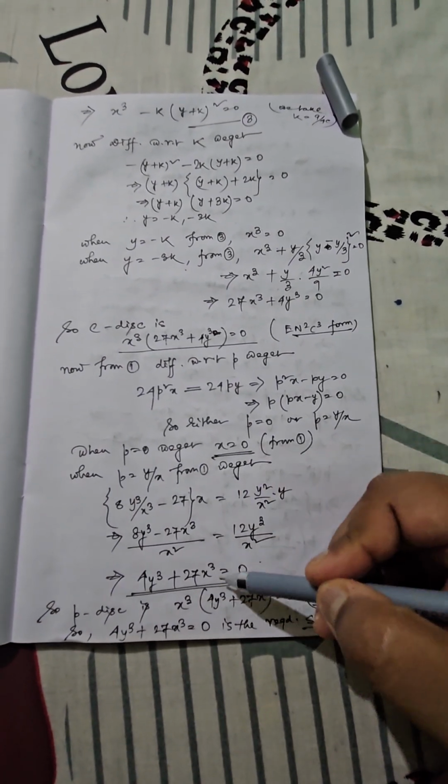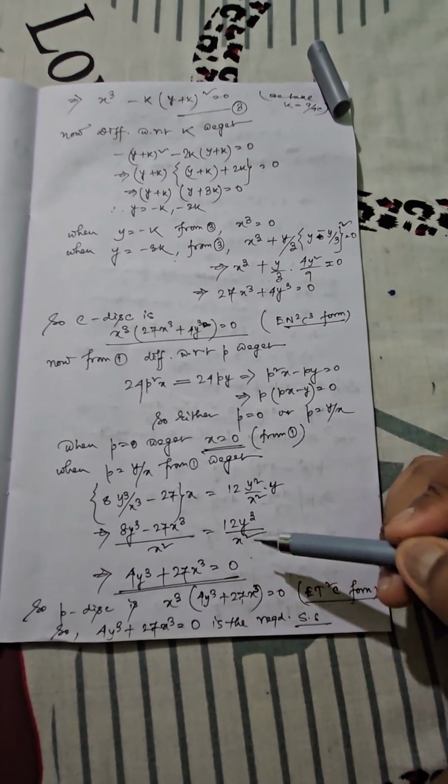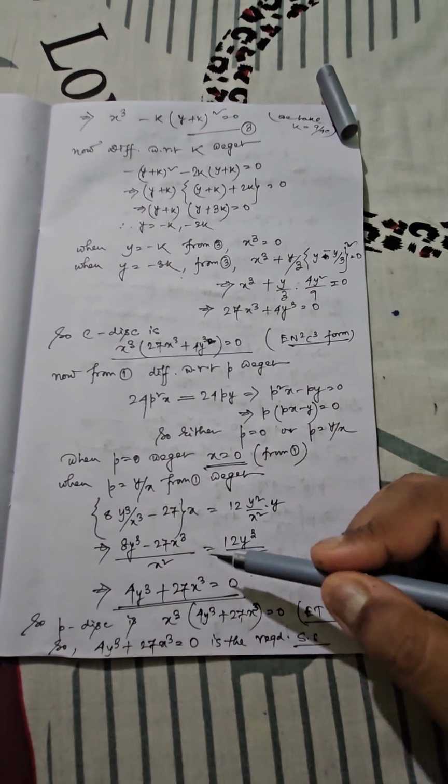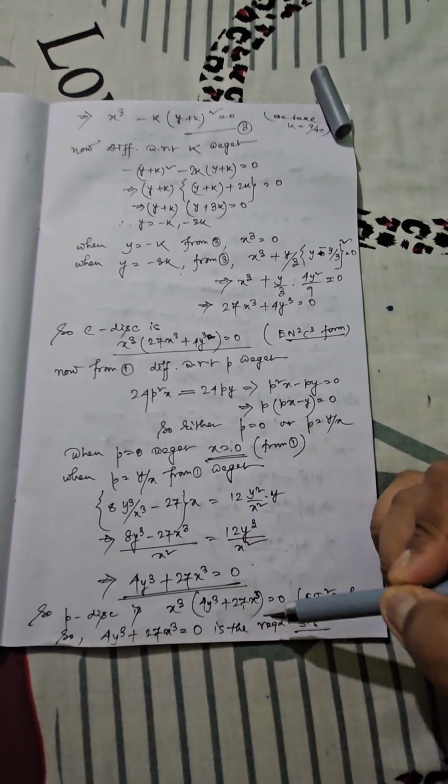Even I have highlighted this portion, 4y cube plus 27x cube. So combining these two relations, the expression can be written as x times (4y cube plus 27x cube) equal to 0.